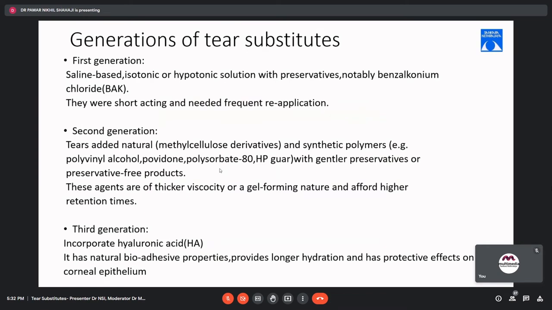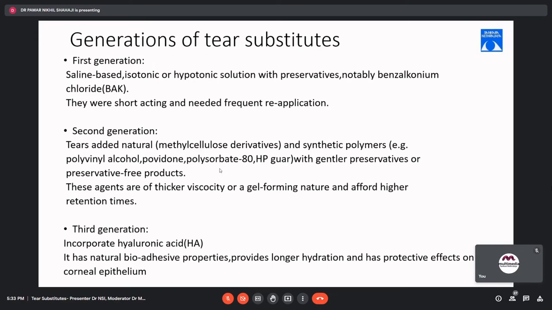So tear substitutes were developed in generations. First, saline-based isotonic or hypotonic solutions with preservatives, notably benzalkonium chloride. They were short acting and needed frequent reapplication. Short acting means short retention also. Okay, so use those terms interchangeably. Shorter retention. Why are these shorter retention?